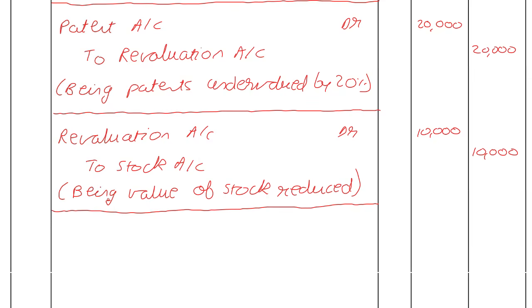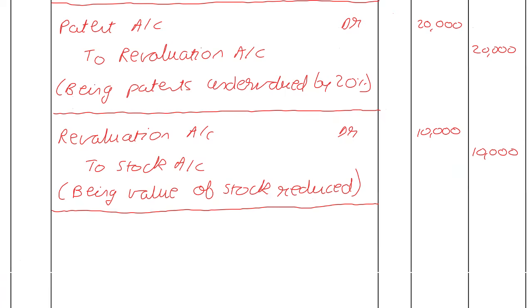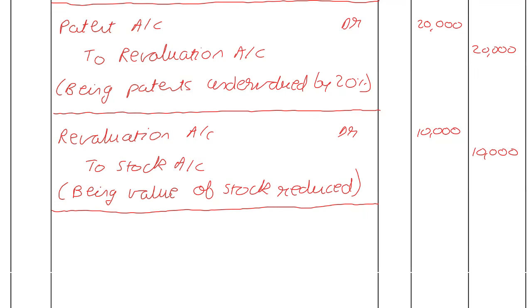All right, now we don't have any other transaction for revaluation. What is next is the partner being compensated. What we have over here is goodwill. So we are done with the two revaluation account journal entries. Now it is time to close the revaluation account. And remember, you don't need to make a revaluation account to close the revaluation account. The first one is general reserve, which we already dealt with. These are the only two entries.